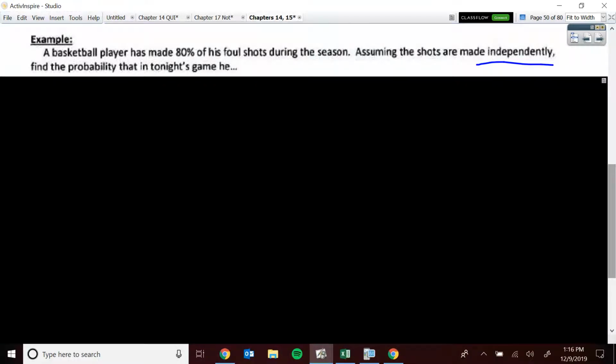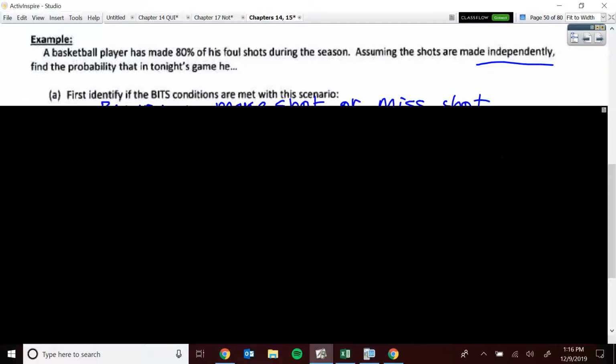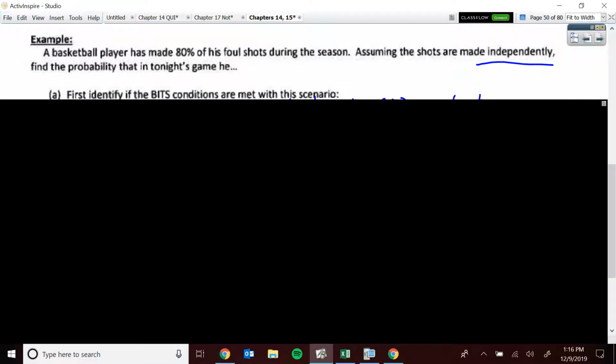Okay. So they're saying, assuming it's independent, so the probability is going to stay the same and so on and so forth, find the probability that in tonight's game he does, and then it does some problems. So the first thing you're asked is, let's kind of go through the bits. Let's check our bits in this, or our bins, bits or bins, whichever one.